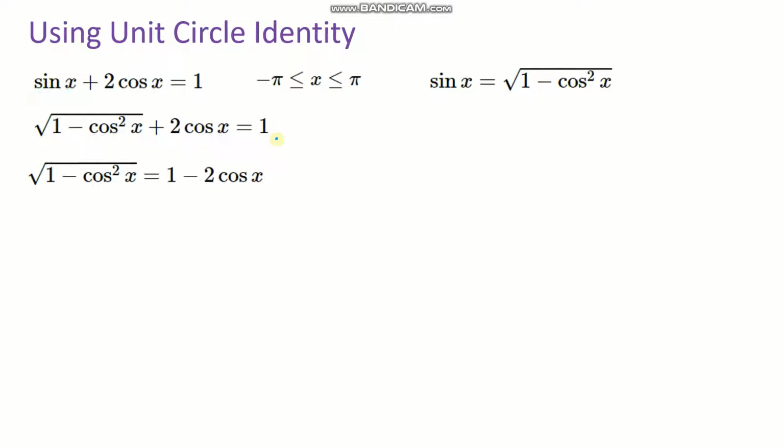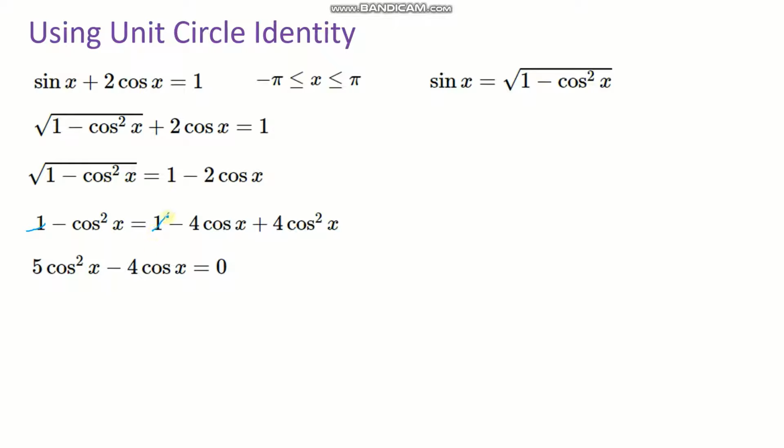Transferring 2 cosine x to the right-hand side, we square both sides. The left-hand side becomes 1 minus cosine squared x, and the right-hand side becomes 1 minus 4 cos x plus 4 cosine squared x. We can cancel 1, and rearranging, our equation becomes 5 cos squared x minus 4 cos x equals 0. Factoring cos x, we have cos x times 5 cos x minus 4 equals 0. Now the solutions are cosine x equals 0 and cosine x equals 4 over 5.